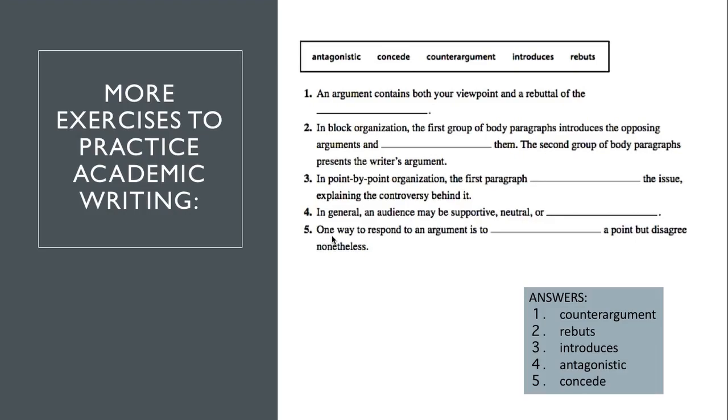And 5, one way to respond to an argument is to concede a point, but disagree nonetheless. When you concede, you say something like, well, I would agree that blah, but I'm afraid I have to disagree that blah. So this is called a concession, or to concede.